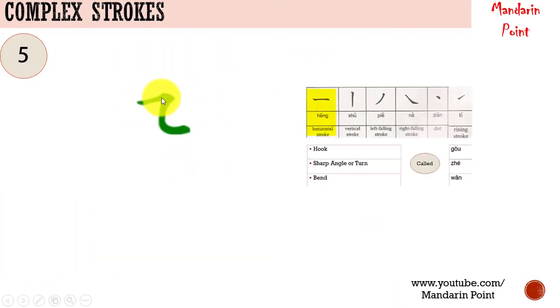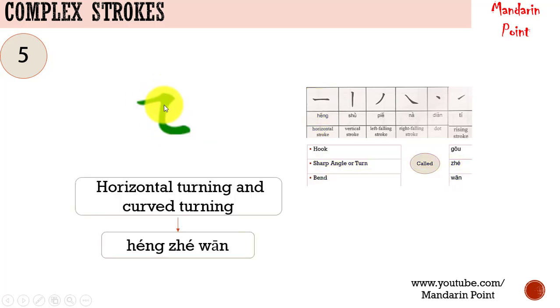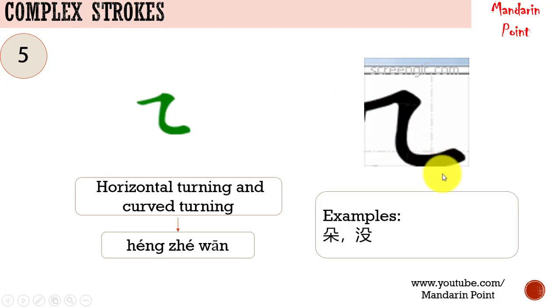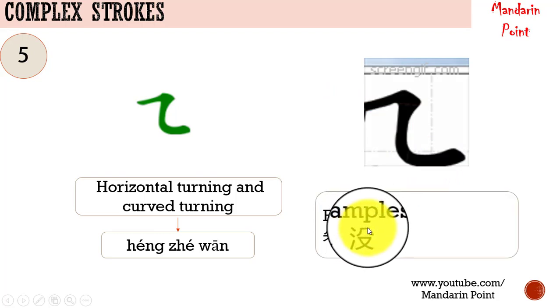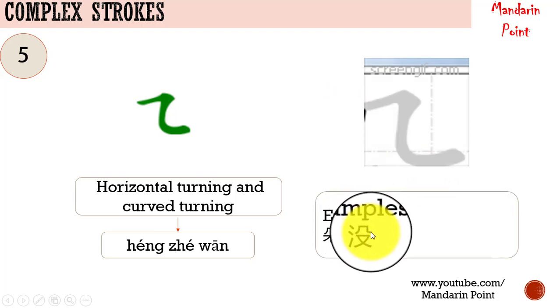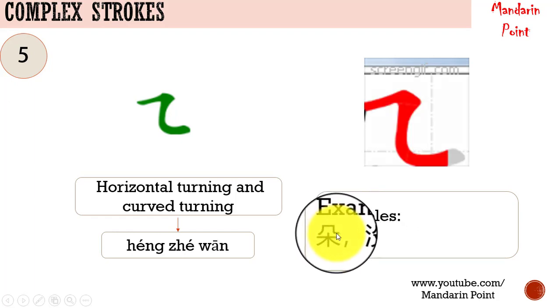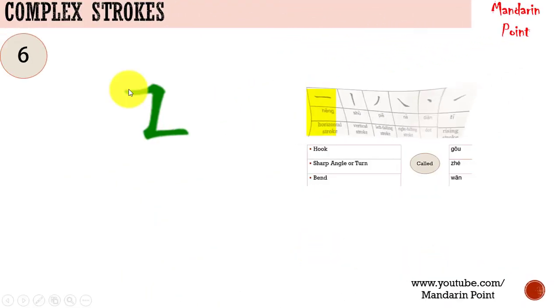It is a hang. This is right turn, and it is a bend, but no hook at the end. So it is hang zhi wan. Okay, hang zhi wan.